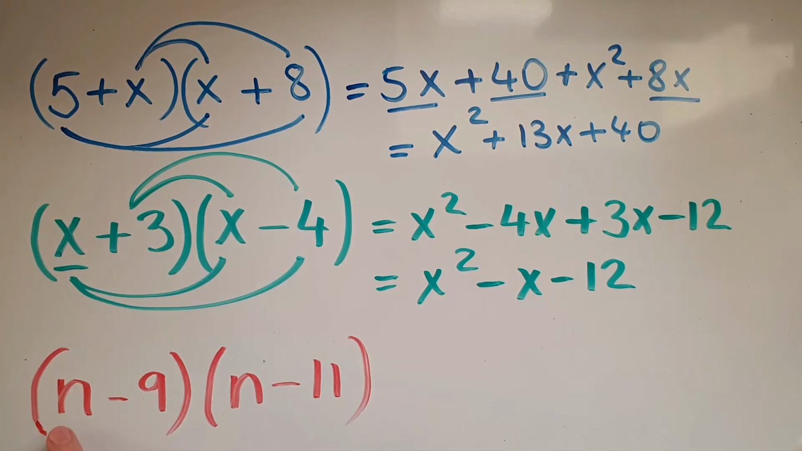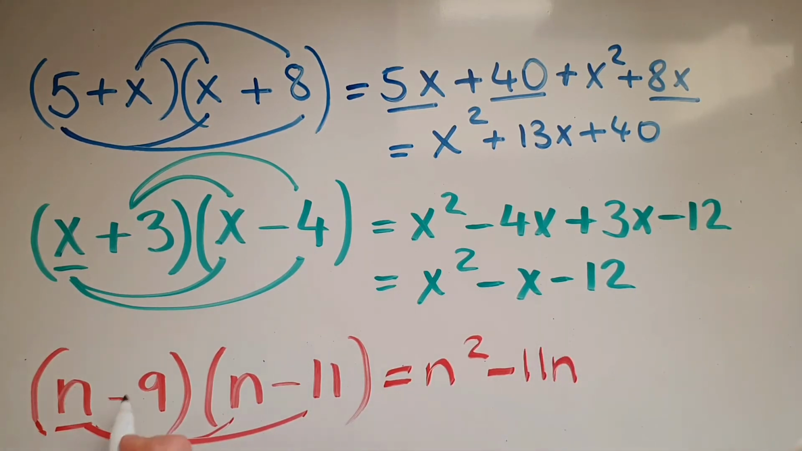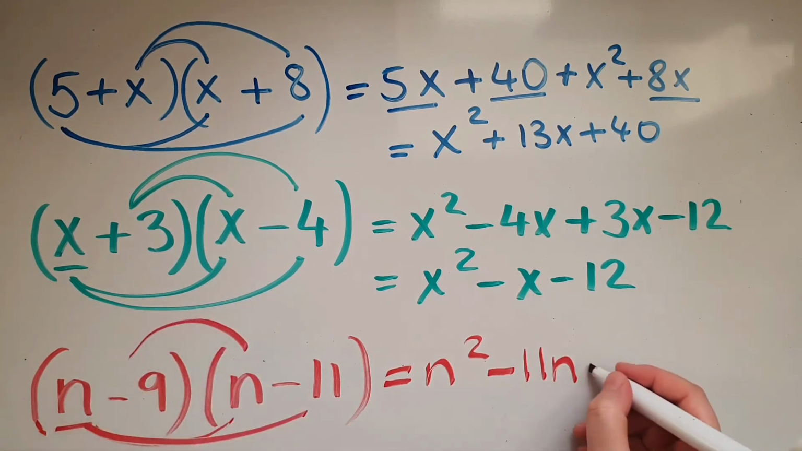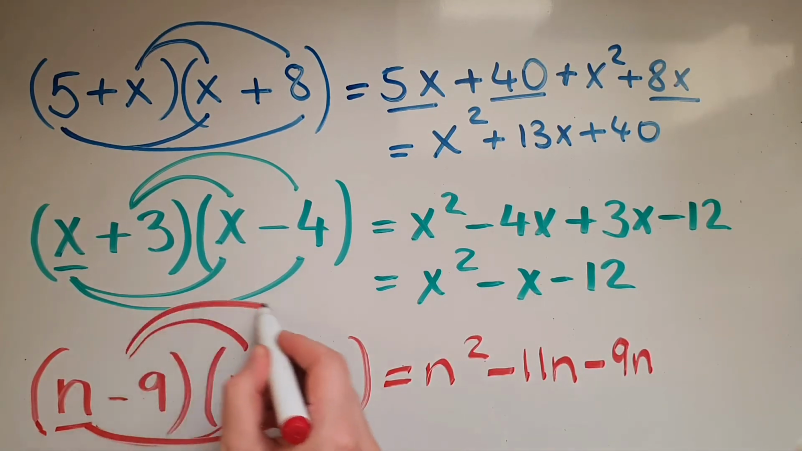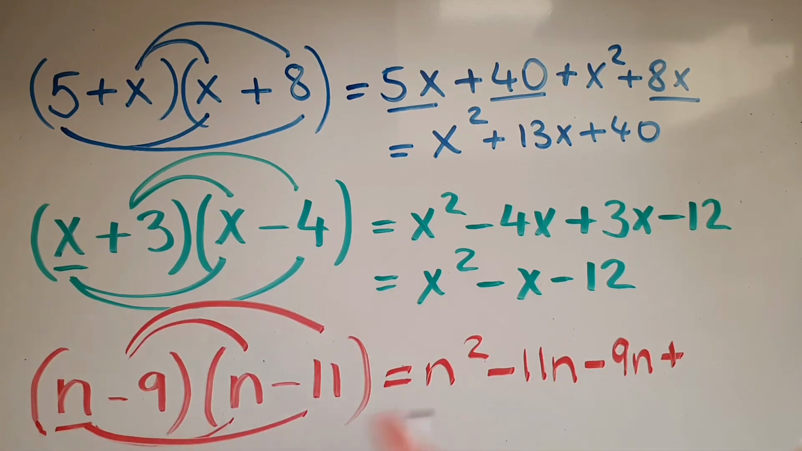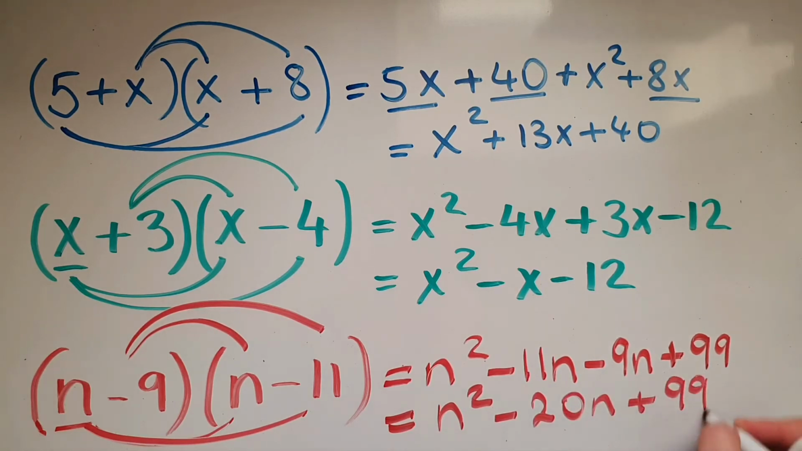Now looking at this, we've got n's instead of x's, which is absolutely fine as well. You could have any letter. So we'll start with n. So n times n gives us n squared. n times negative 11 will be negative 11n. Looking at negative 9 times n makes minus 9n, and we've got negative 9 times negative 11, which is going to be positive 99. So we have n squared. Collecting the like terms here, we go minus 20n plus 99.